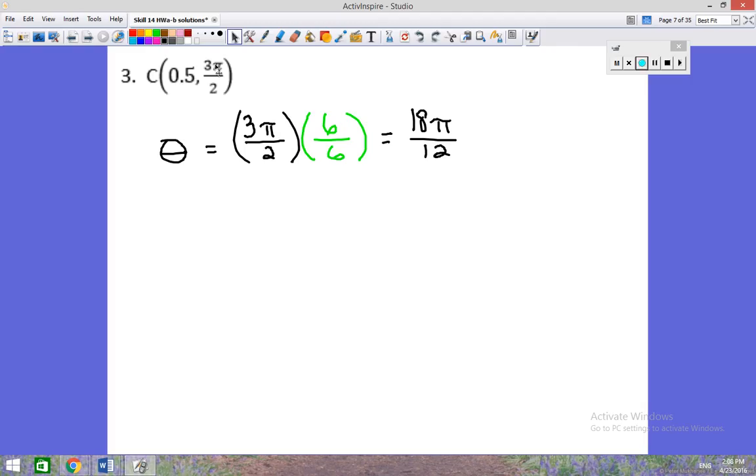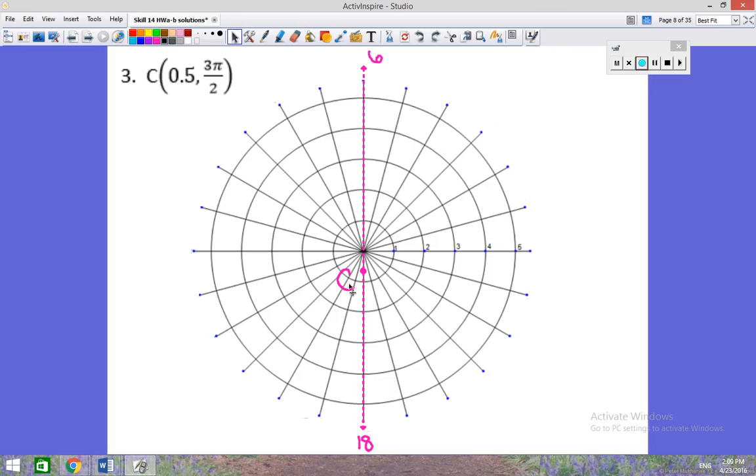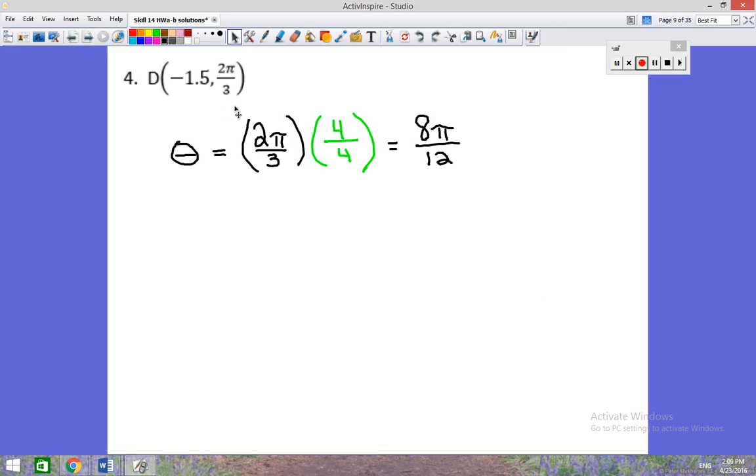For number 3, 3 pi over 2, you may not have to convert that to a denominator of 12 because that's on the y-axis going down, but just for consistency, we can write that as 18 pi over 12, and you can see that 3 pi over 2 is down here. The 0.5, we're just going to have to eyeball it. We have to estimate it because our concentric circles have a spacing of 1. We really want a circle of 0.5, so we just had to eyeball that one there. All right.